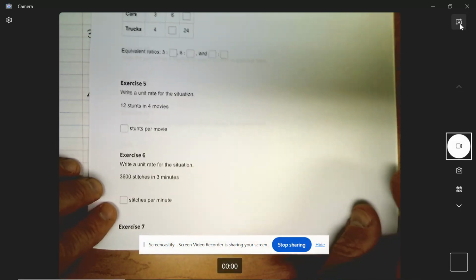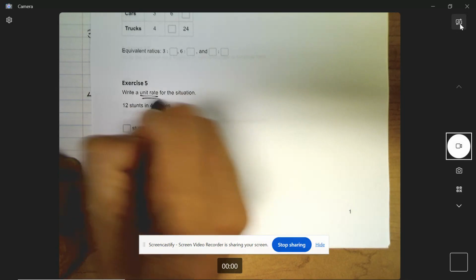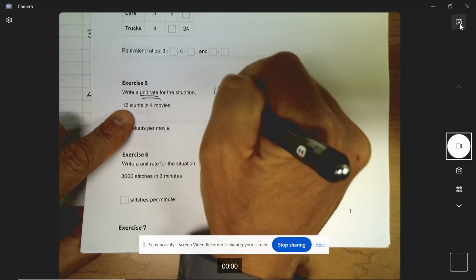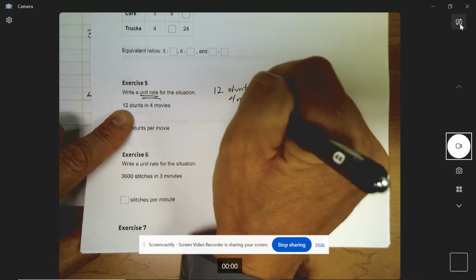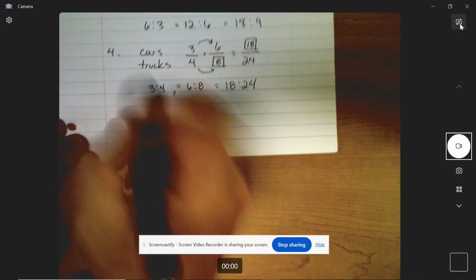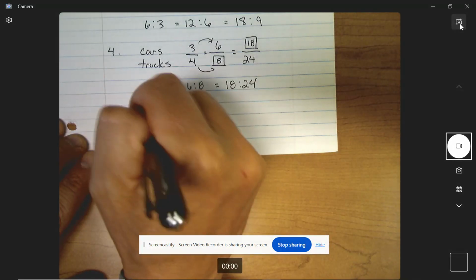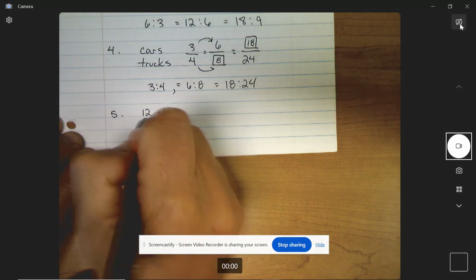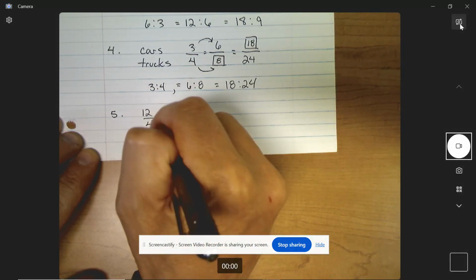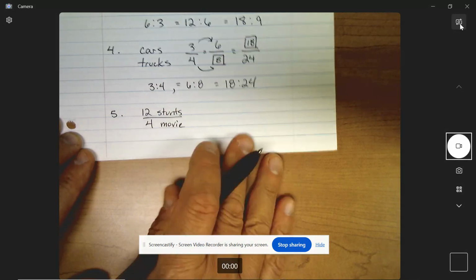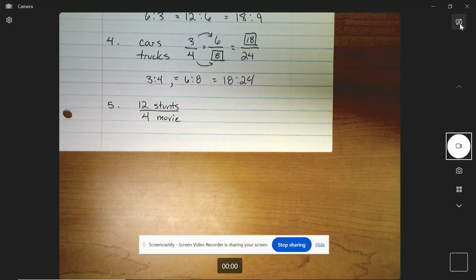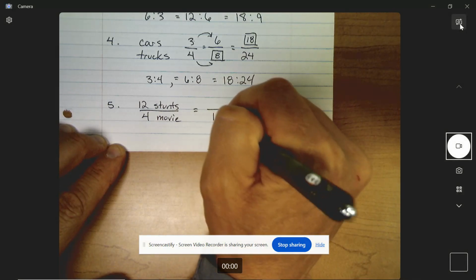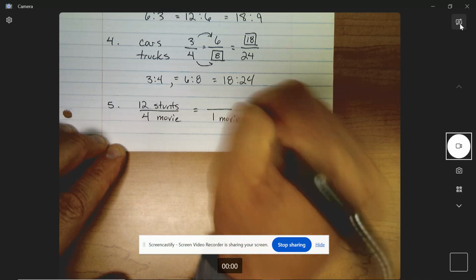Number 5. Write a unit rate for this situation. So it's 12 stunts and 4 movies. Let me do that on a different page. Number 5. 12 stunts and 4 movies. So we're looking at a stunt person, and they want to know how much it is per one movie. That's going to be a unit rate.